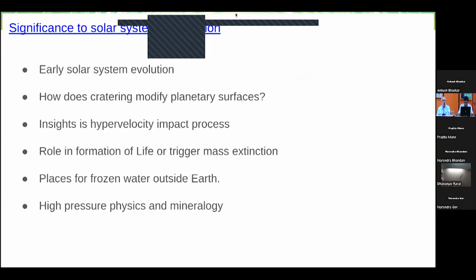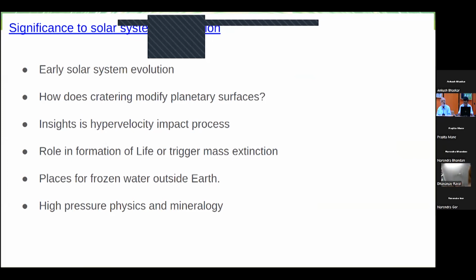So this is the last slide, and I want to end here by saying what the significance of these impact craters is and why we should study them. Of course, I hope that is conveyed already. We can study early solar system evolution, how our solar system evolved, and not only our solar system, how other exoplanetary systems have evolved. We may get hints from that, which is very important for astronomical and planetary studies. And how does cratering modify planetary surfaces? That is also very crucial.